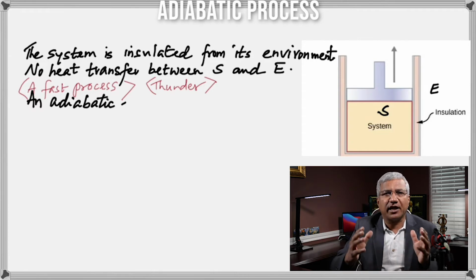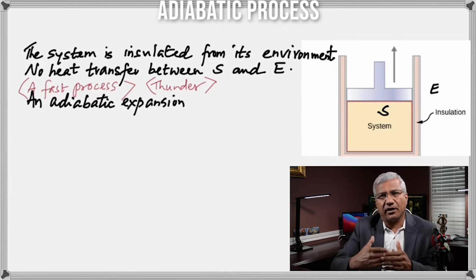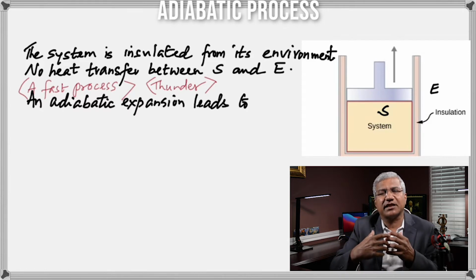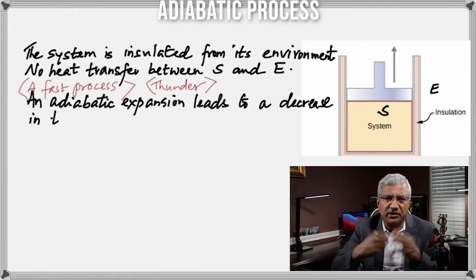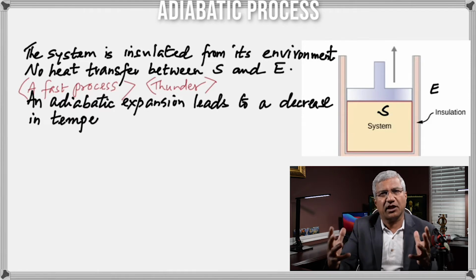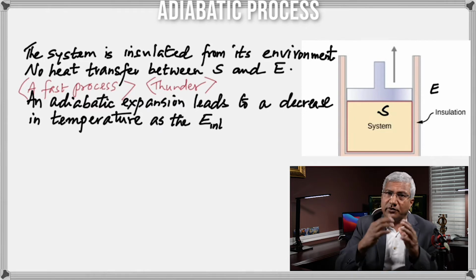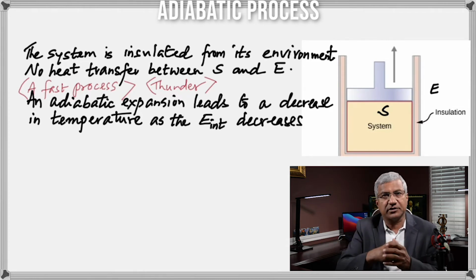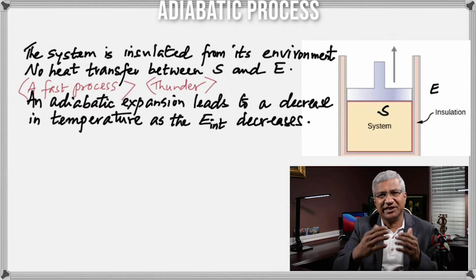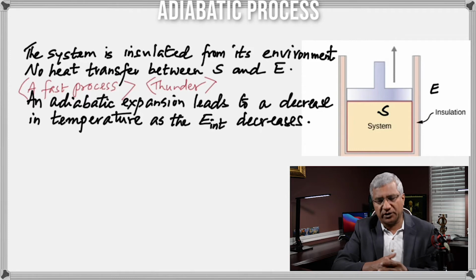And in nature, we have thunder. Thunder, which is caused due to lightning, is actually the adiabatic expansion of the atmosphere. The atmospheric air suddenly expands, producing that booming sound. So that is the best example for an adiabatic change. Now, remember, an adiabatic expansion leads to a decrease in temperature because the internal energy decreases and the gas has to use its own internal energy to do work.